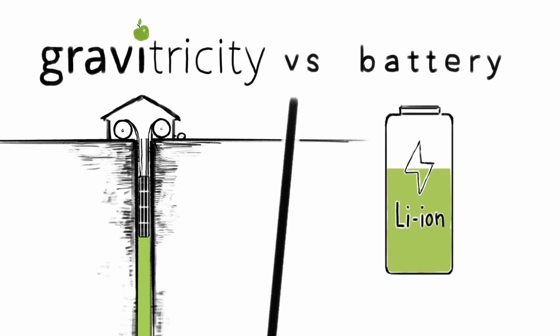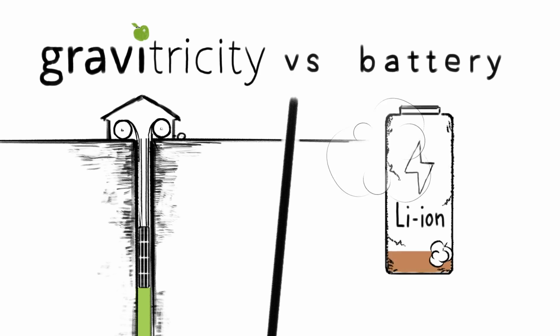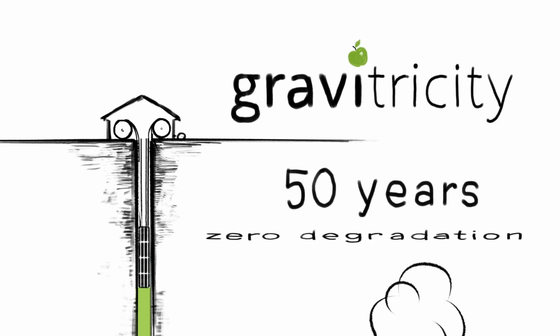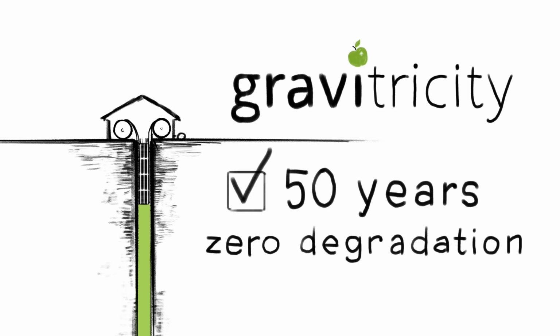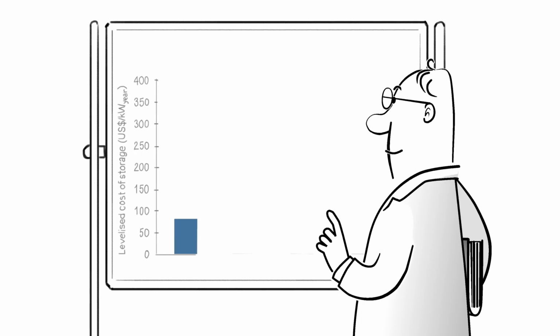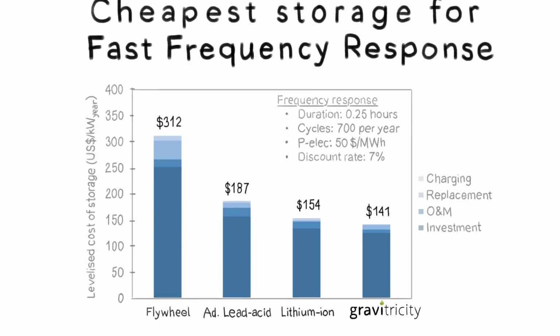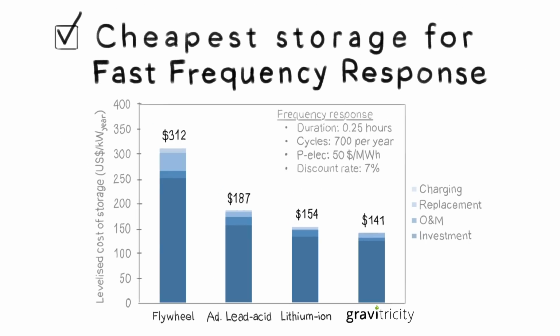Our technology has the fast response times of lithium-ion batteries, but unlike batteries, it can be charged and discharged again and again, many times a day, for up to 50 years, with zero degradation. This means we can deliver a range of energy storage services at an affordable price. Analysts at Imperial College say Gravitricity can be the cheapest form of storage in the global fast frequency market.